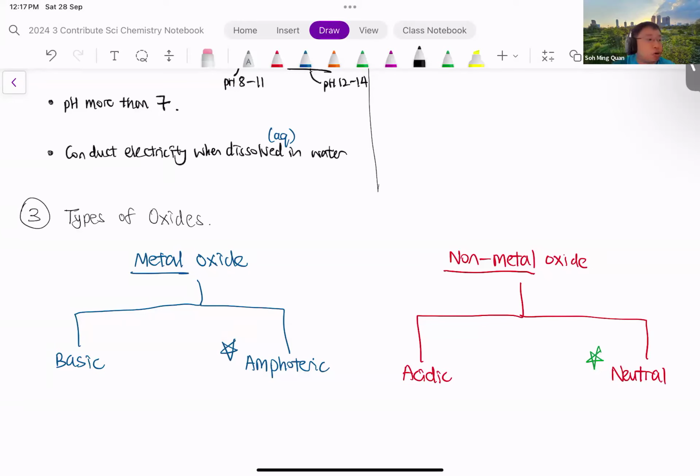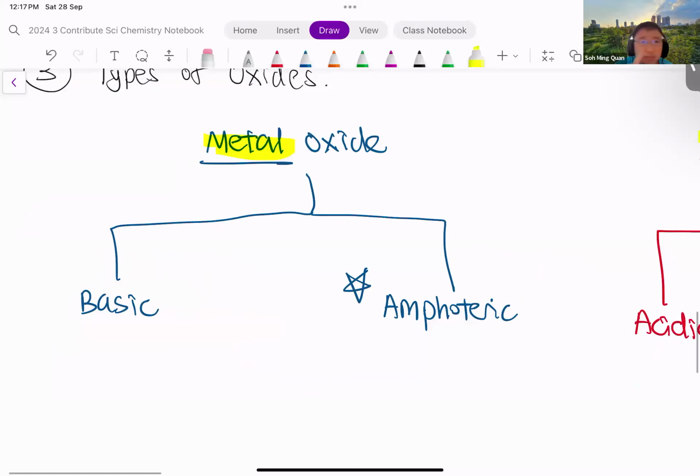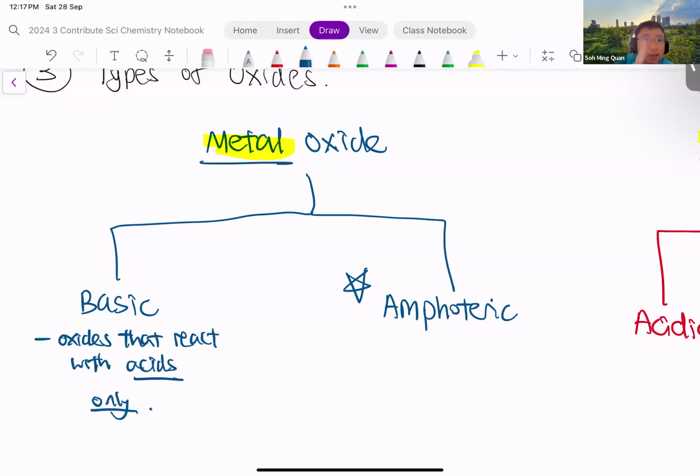So we can broadly divide them into metal and non-metal. We know elements are metals or non-metals. So let's zoom in on the metals first. Metals react with oxygen to form metal oxides. Now, most metal oxides are basic. They are basic oxides because they are oxides that react with acids only. Remember, if you are basic, you can only react with acid. Opposites react together. Basic reacts with acidic. Okay? Now, but there are some specific metals which form amphoteric oxides.